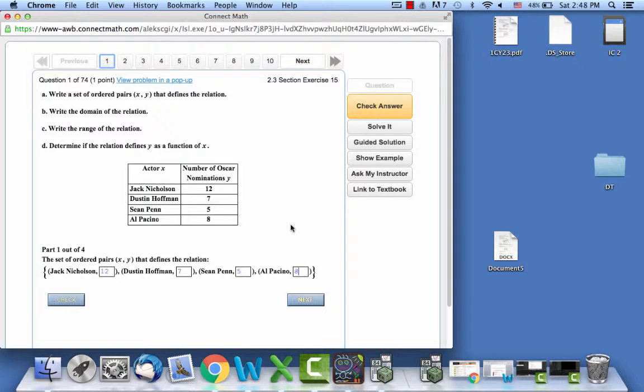Now, to determine whether or not it's a function, we just have to decide if any one of them might have had 2 results. So is it possible that Jack Nicholson has had 12 Oscar nominations, but has also had 8 Oscar nominations? Well, no, he's either had 12 or he's had another number, but there's not more than one option for the answer. Say, how many Oscar nominations has Jack Nicholson gotten? There's just one answer. So if there's just one result for the guy in the first coordinate, then it's a function.